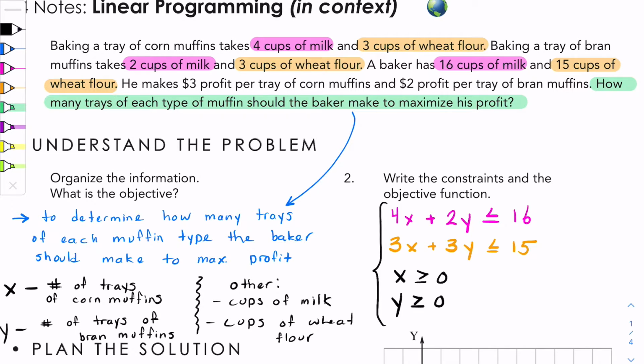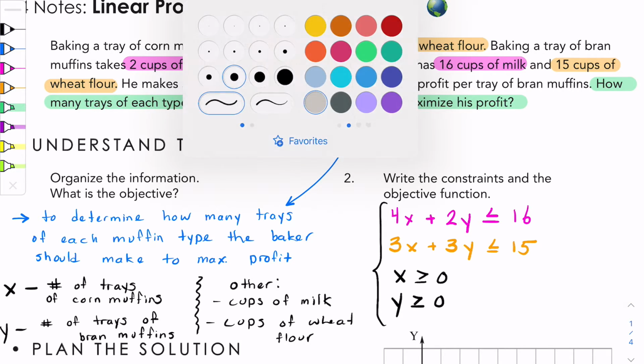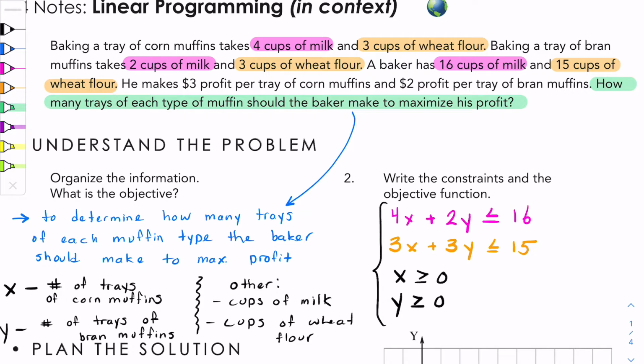Lastly, we need to write our objective function. The objective function is the only function that has an equal sign when you are writing your equations. How could the x and y be equal if greater than or equal to 0? Like, how can they be equal to 0 if you can't make 0 muffins? You could make 0 muffins. You just make none.